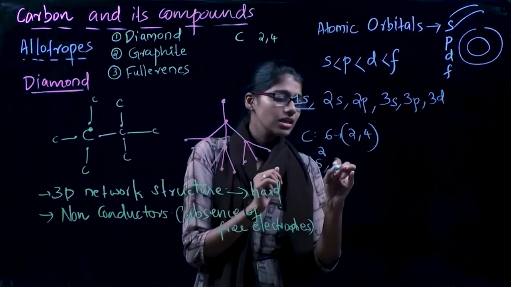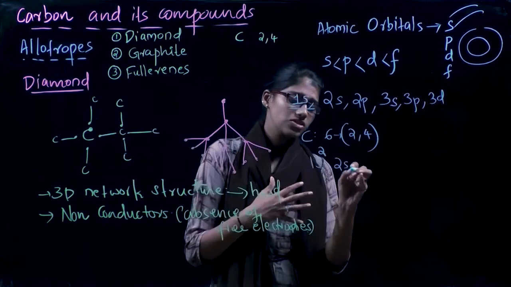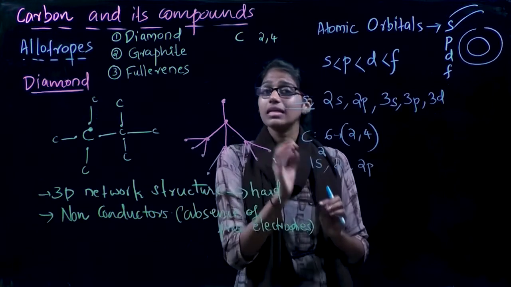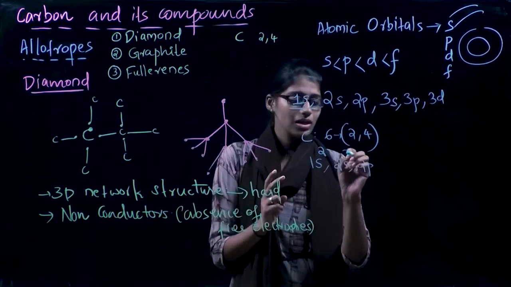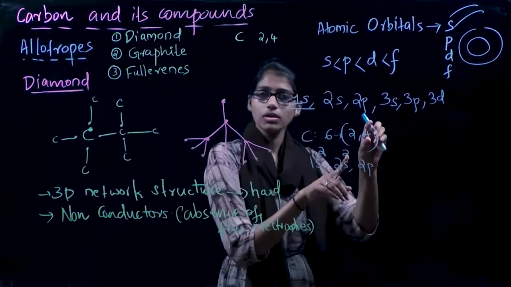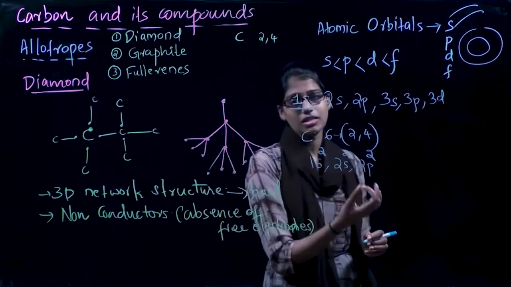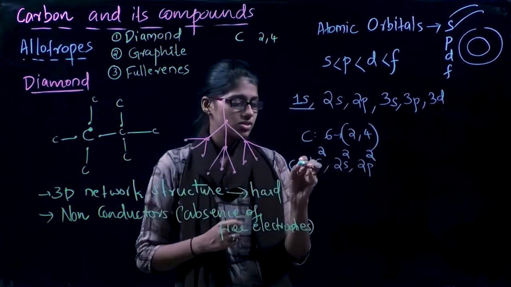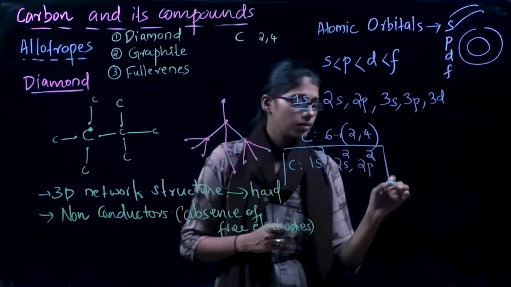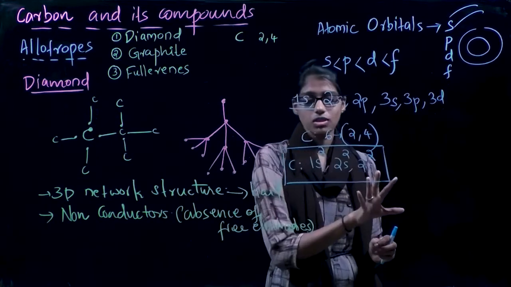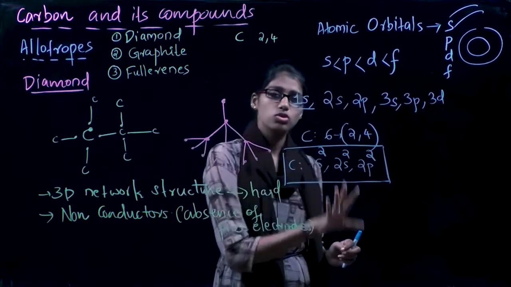For the second shell, again you know that it has 2s and 2p. S, being the smallest orbital, can accommodate only 2 electrons. So they accommodate 2 electrons from the 4 valence electrons. Now the remaining 2 are accommodated in the p orbital. Hence, the electronic configuration of carbon according to the modern concept is 1s2, 2s2, 2p2.